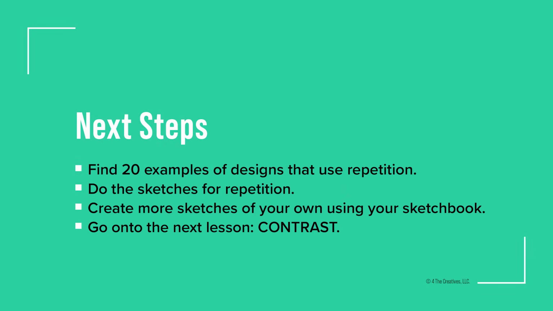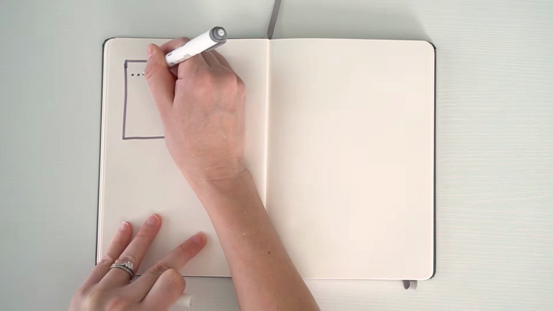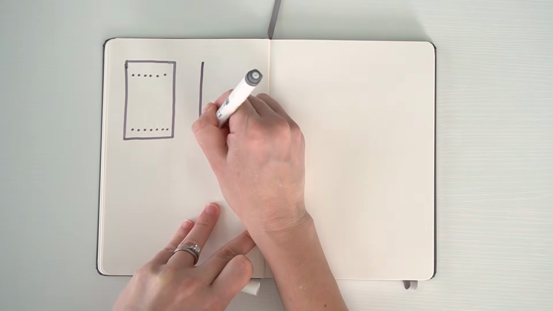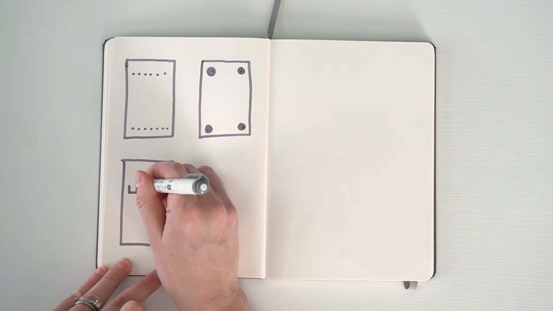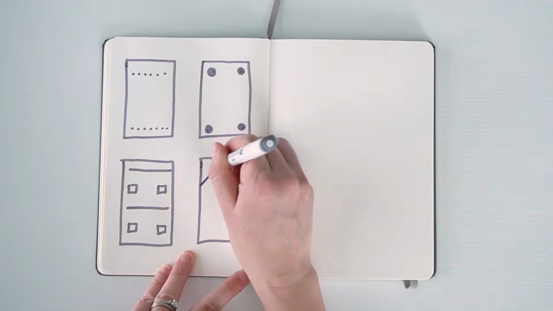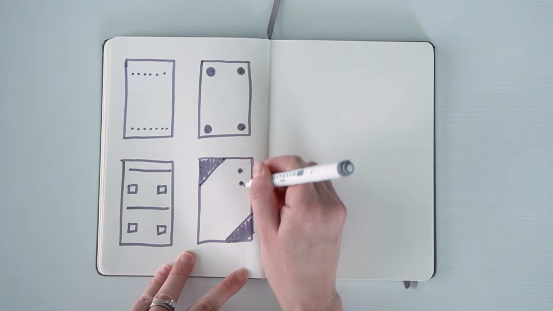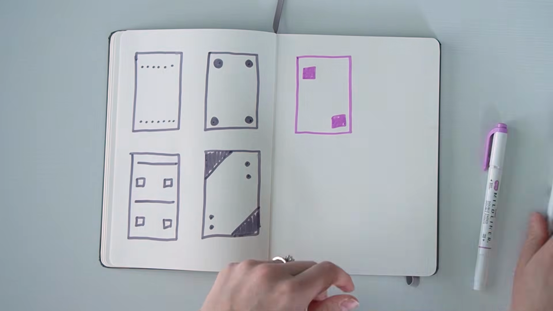Your next steps are to find 20 examples of designs using repetition. Then you'll go to your sketchbook to do sketches of repetition. For repetition, you're going to be in your sketchbook putting different patterns that repeat itself, such as squares, lines, circles, triangles that are repeated in an image, as well as with color to show different ways that you can repeat things and how it has a nice pleasing look to it when you do that.